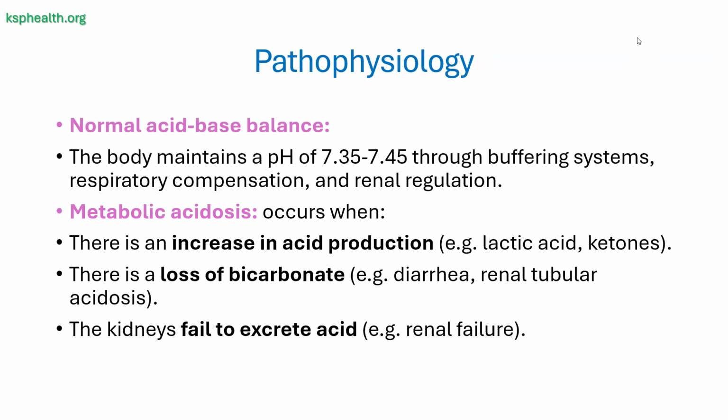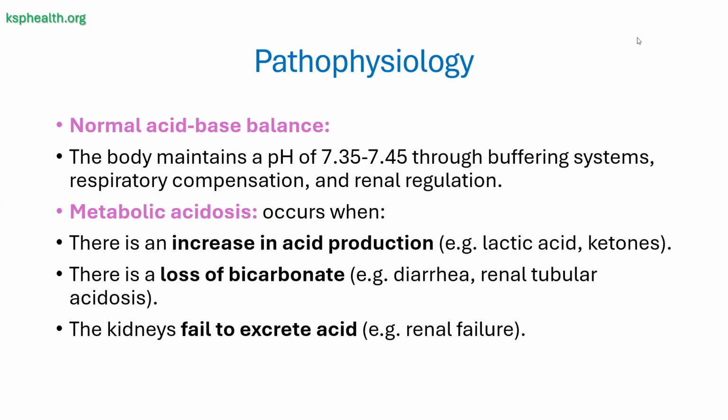Normally the body maintains a pH between 7.35 to 7.45 through different buffering systems, respiratory compensation, and also renal regulation. These three things are involved in maintaining the pH between 7.35 to 7.45. This seminar is just on metabolic acidosis. We are not going to touch upon respiratory acidosis. We will do it in another session.